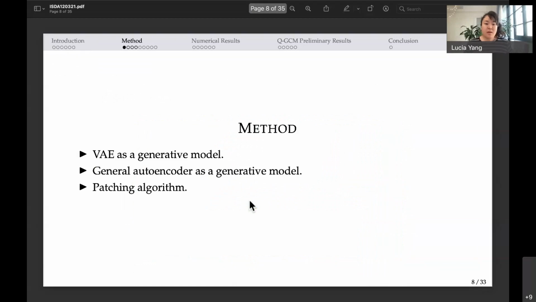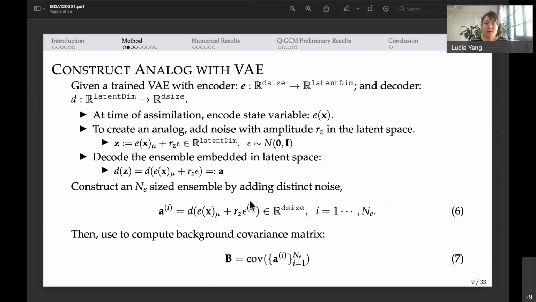Let's get to the method. We'll show how we use variational autoencoders as a generative model and how to extend that to general autoencoders, not just variational autoencoders, and also introduce you to the patching algorithm so that we could potentially use this method for actual or more complex geophysical problems. So to do this method, you first have to train your variational autoencoder or general autoencoder with the catalog that you have.